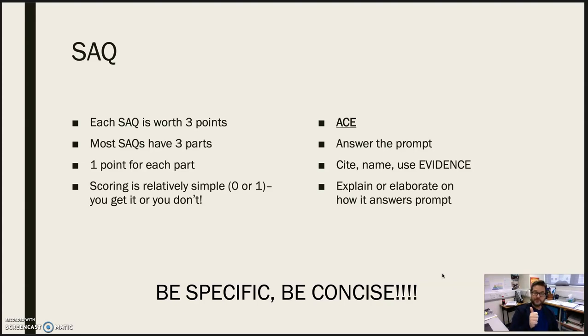This is where it's important to be specific and concise, and we're going to talk about some strategies for doing that. One of the things you really want to remember as we go through, and we're going to dive deeper into this in a minute, is to answer the prompt, and then cite something, name something, use evidence, and explain or elaborate. So ACE: answer, cite, explain. We're going to answer the prompt, provide evidence, and then elaborate on it and how it answers the prompt.